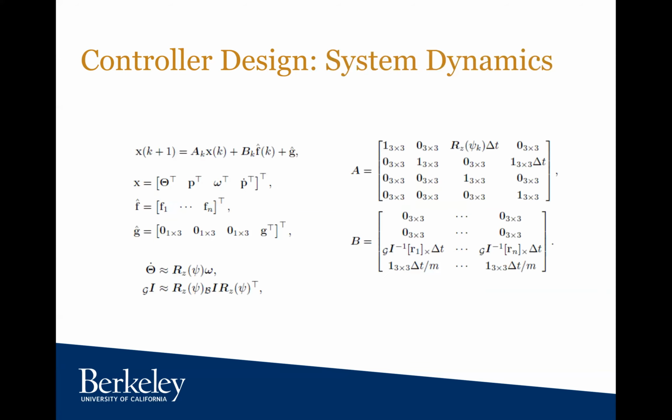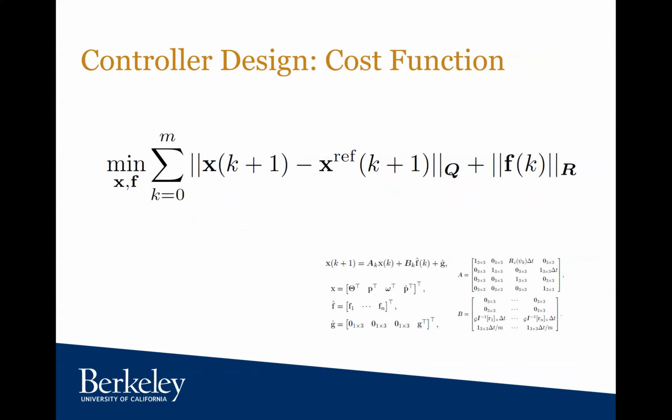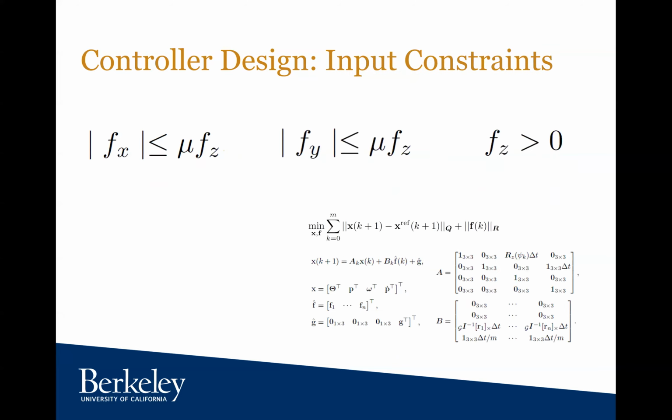Using the above assumptions and models, the discrete system dynamics can be expressed as shown. The states in X are the angular and linear positions and velocities. The cost function minimizes the trajectory error for the body center of mass as well as the control input forces for each leg. And finally, the constraints are placed on the inputs to maintain traction at all times.